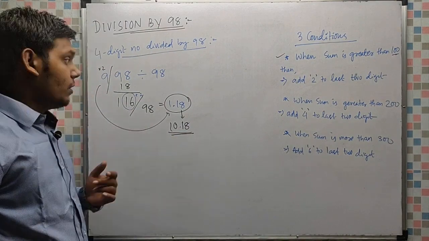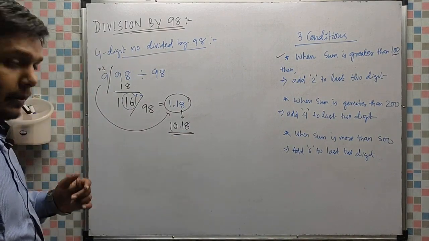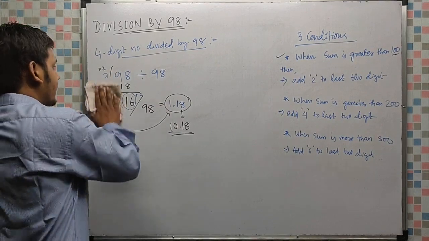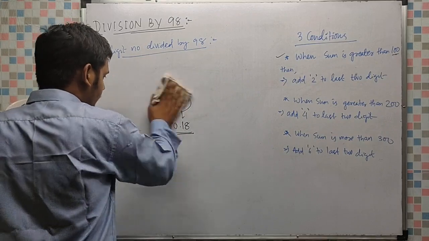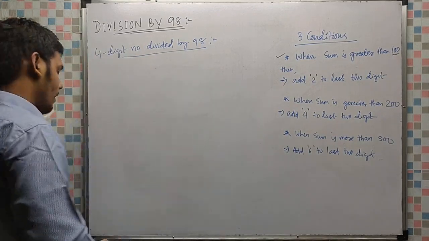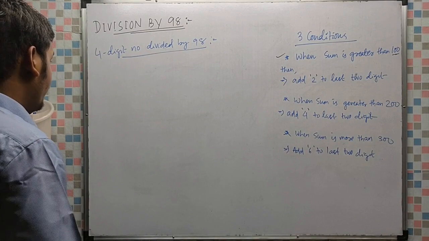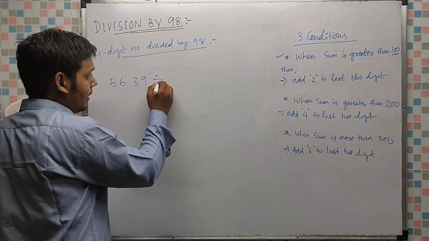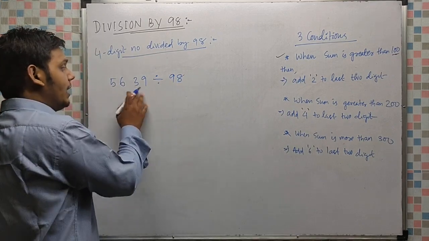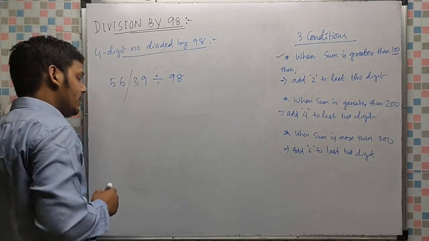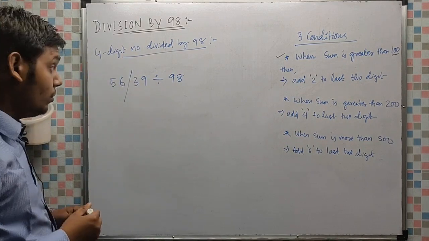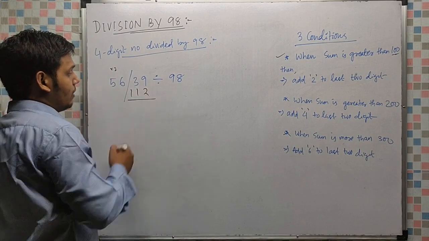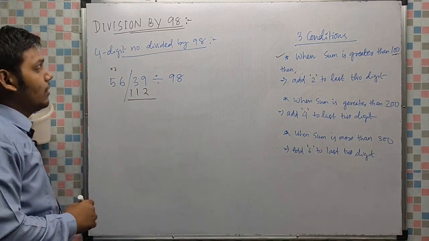So this is all about 3-digit numbers divided by 98. Now we will go to 4-digit numbers, 4-digit numbers divided by 98. 5639 divided by 98, same as before. Now the digits are separated. Now what do we have to do? Into 2 we have to do. 56 into 2, 112. 112 will be added with 39.